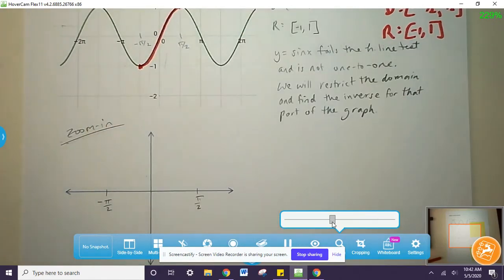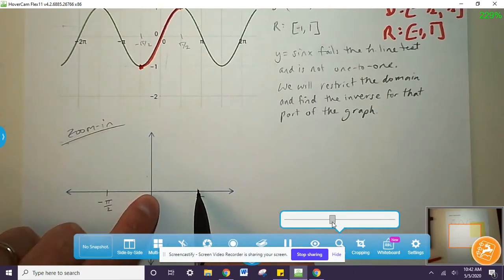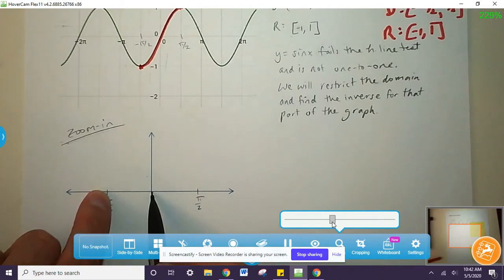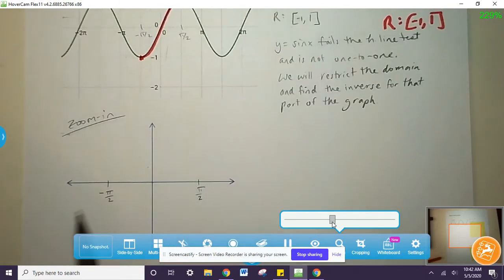I'm not going to take out a ruler because I'm not going to worry that much about it. But if you look, this is about the same as that. That's pretty good. And then my range is going to go from -1 to 1. And here's what I'm going to be careful about. And I've never really drawn your attention to this before.